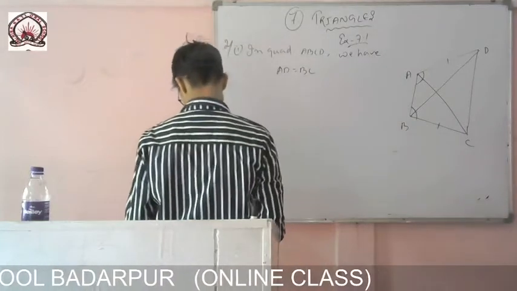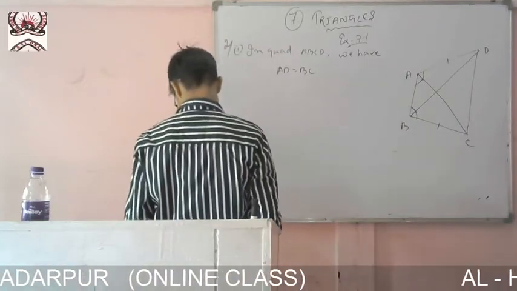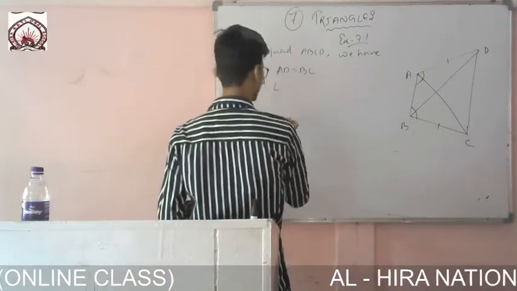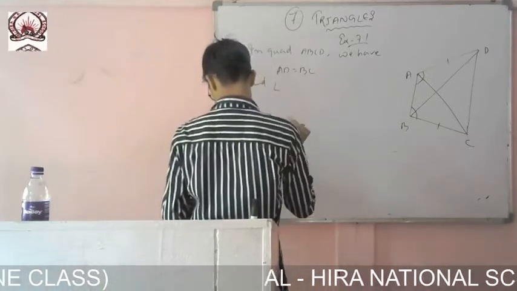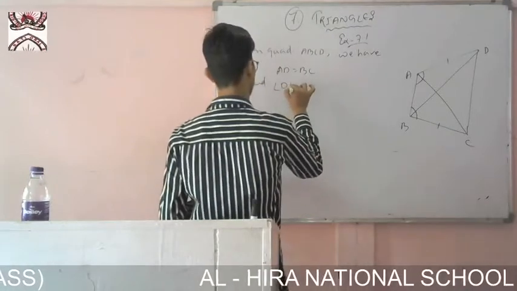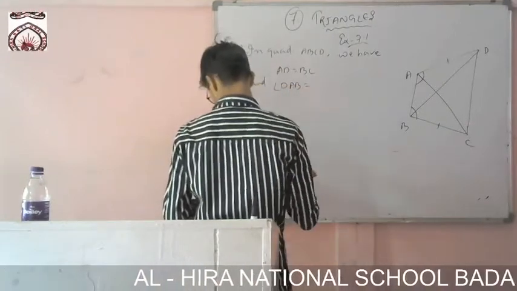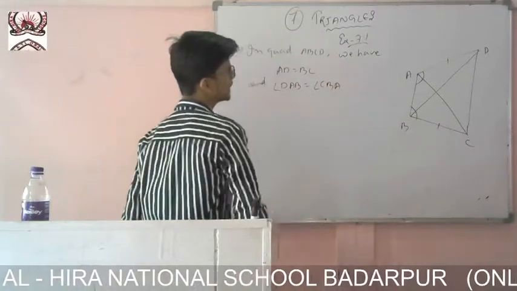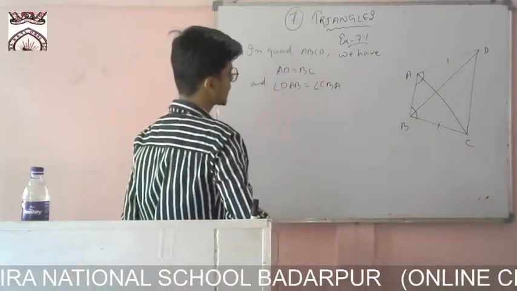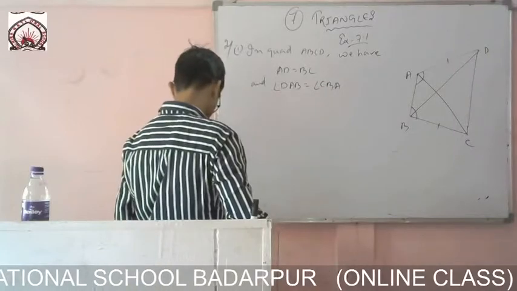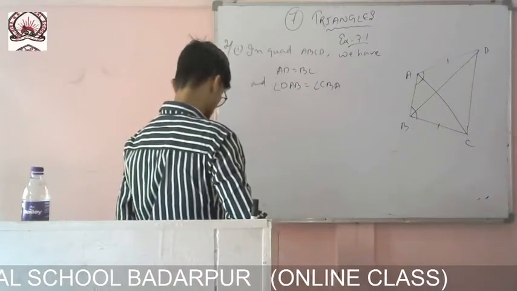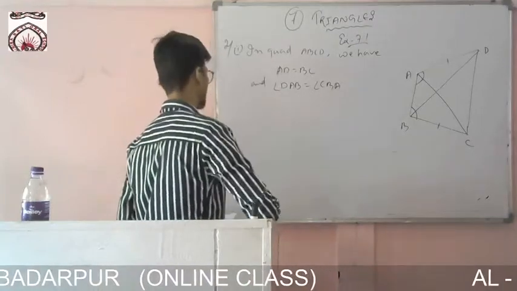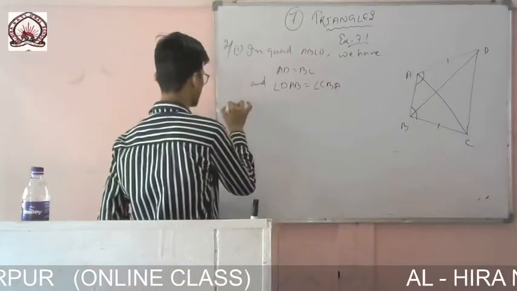And two angles are also equal: angle DAB is equal to angle CBA. So these two are equal. Now I have to show that these two triangles are congruent. So first of all, I will write like this.